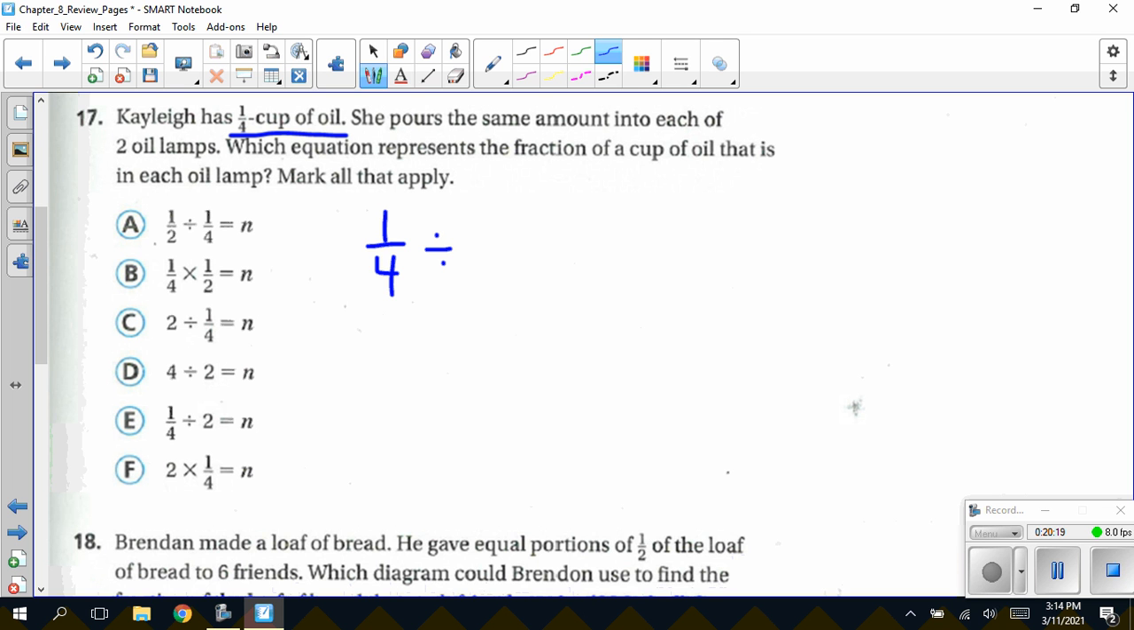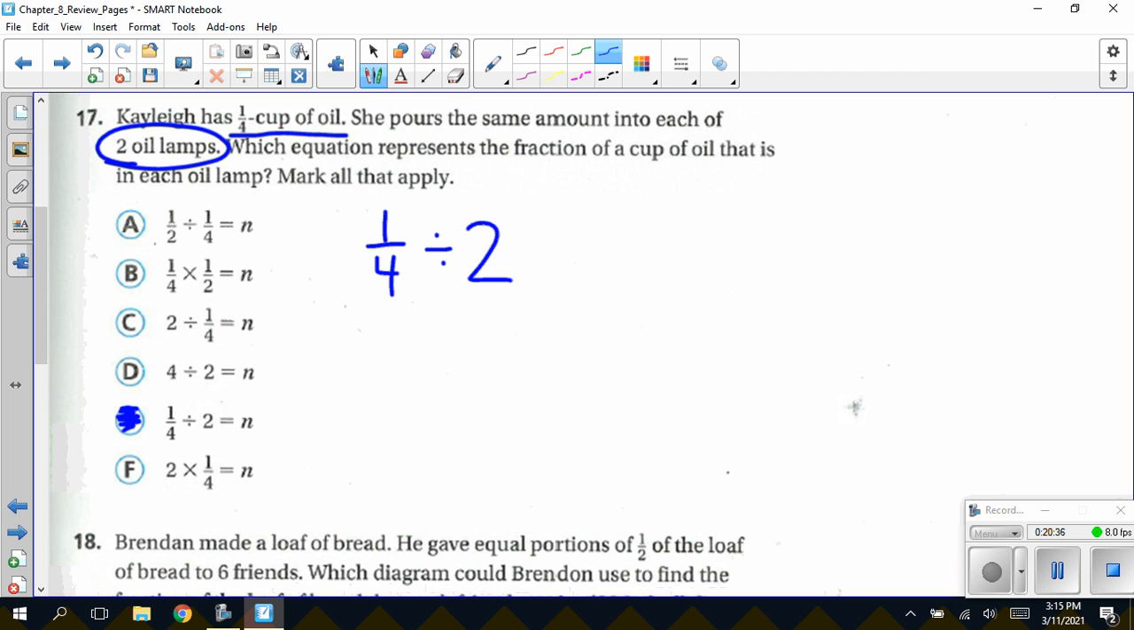divided by, and then I have two lamps that I'm splitting it between. So I'm going to divide it by the two oil lamps. So my original division problem is 1/4 divided by 2. And I see that that would give me choice E.